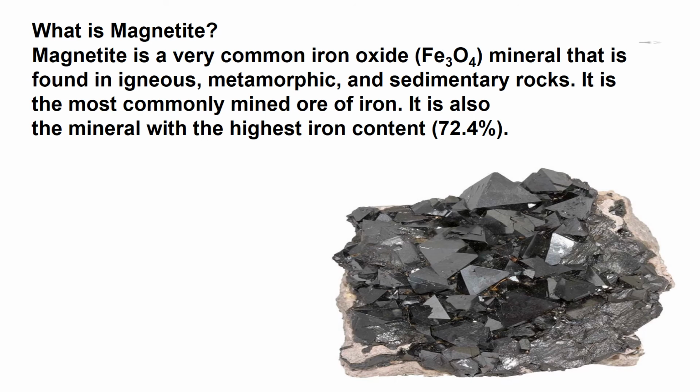Next, what is magnetite? Magnetite is a very common iron oxide, Fe3O4 being its chemical composition, a mineral that is found in igneous, metamorphic and sedimentary rocks. It is the most commonly mined ore of iron. It is also the mineral with the highest iron content, that is 72.4%.